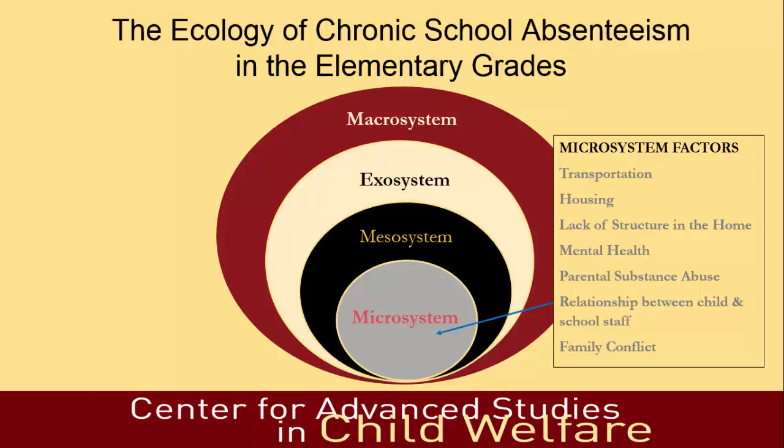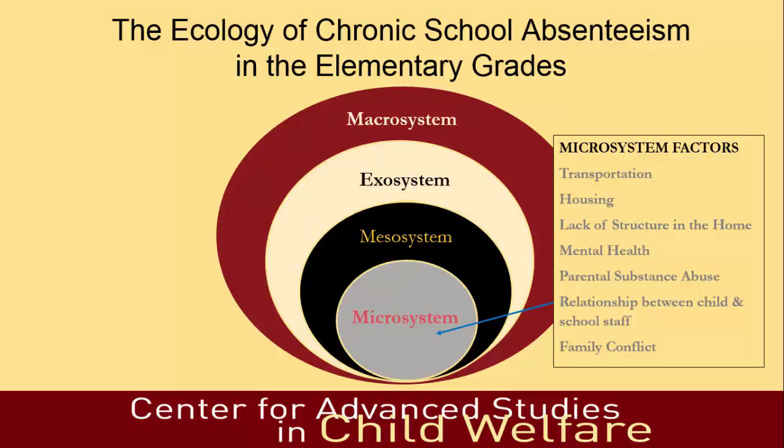The microsystem refers to the contexts in which the child directly participates. For elementary school-age children, the most prominent microsystems are the family home environment and the school. In the home environment, research has identified factors including homelessness and high mobility, lack of access to transportation, family conflict, parental substance abuse, parental or child mental health problems, and large family size as contributing to chronic absenteeism.